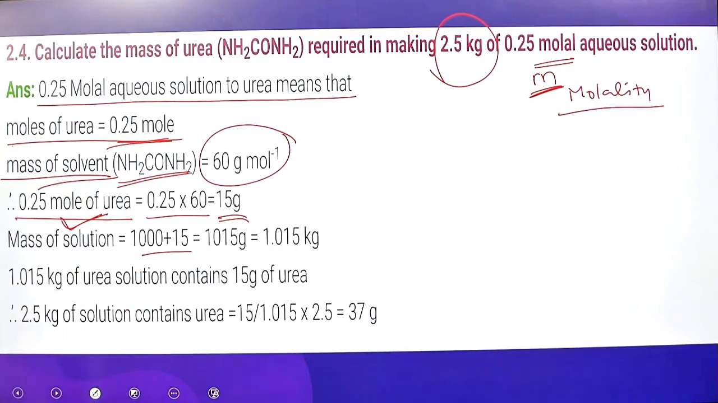Who is going to tell the first statement? I did not understand. Second statement, mass of solvent means what? It is not solute 100%. It's a part of the total 2.5 kg. Mass of the solvent is, what is this?